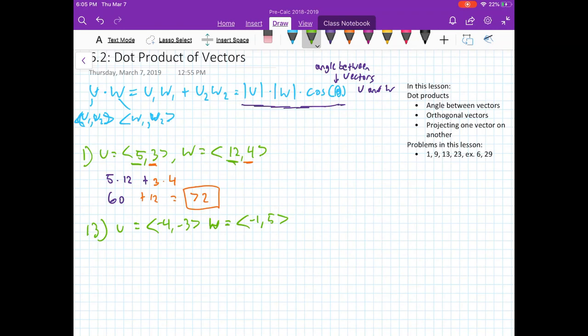We know how to find the dot product of u and w, and we know that it equals the magnitude of u times the magnitude of w times cosine of theta. So we can just plug those things in and solve for theta. Here's how we do it.